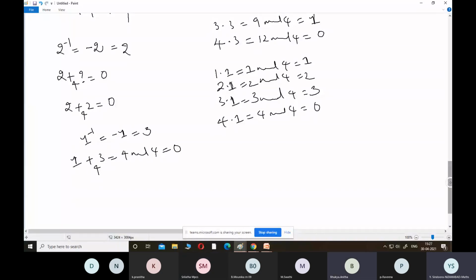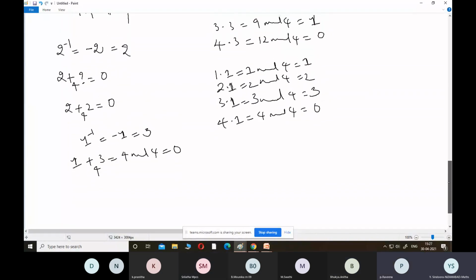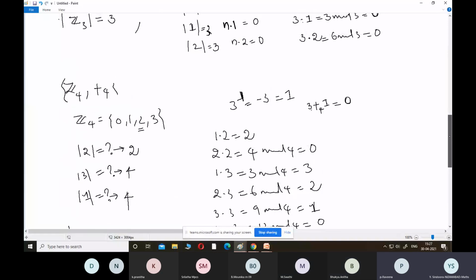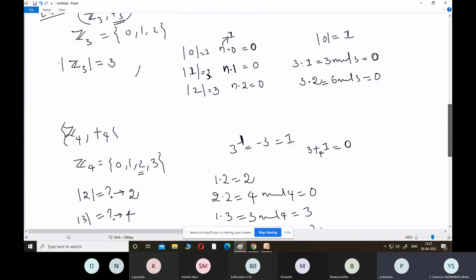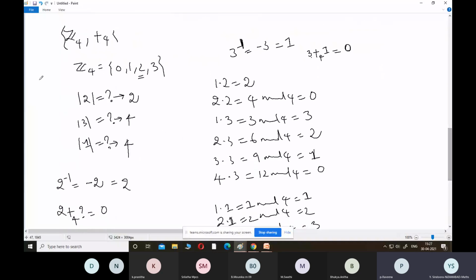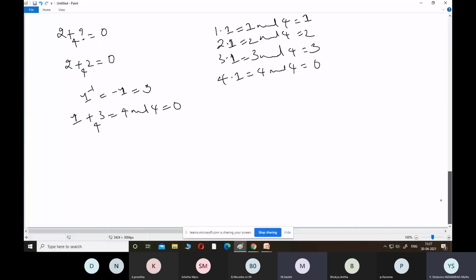Are we clear with the order of element? Are we clear with the order of group? Are we clear of inverses and identity? Now tell me what is identity in Z4? Identity element. 0. Very good. Identity element is 0 for us. Okay, very nice.